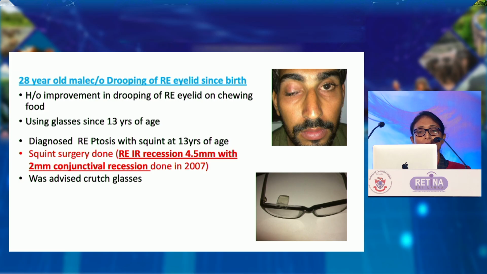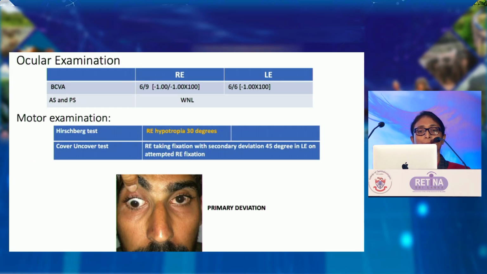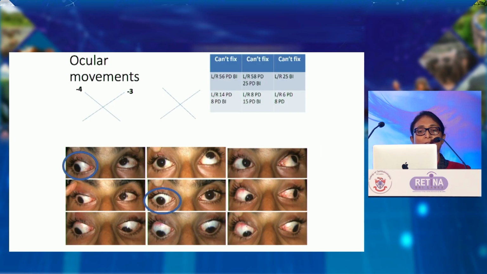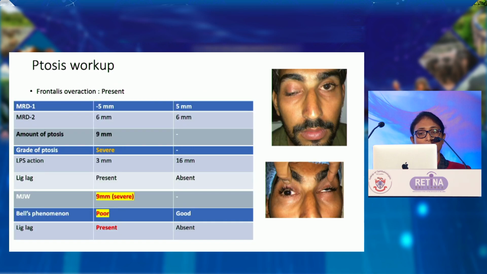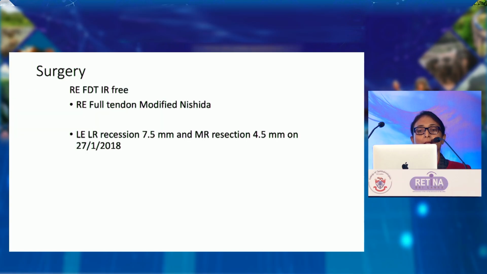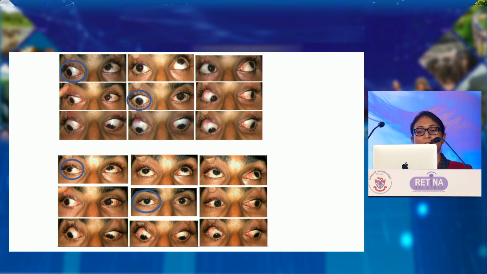First, a patient of monocular elevation deficit who presented had squint surgery done outside. The right eye inferior rectus was recessed 4.5 mm way back. On motor examination, he had a hypotropia of around 30 degrees in primary position and SR underaction of -4. Ptosis workup revealed a severe ptosis with poor Bell's and Marcus Gunn jaw winking. So full tendon modified Nishida was done in the right eye and the left eye recession-resection was done. You can see that primary position alignment was achieved along with improvement in supraduction.